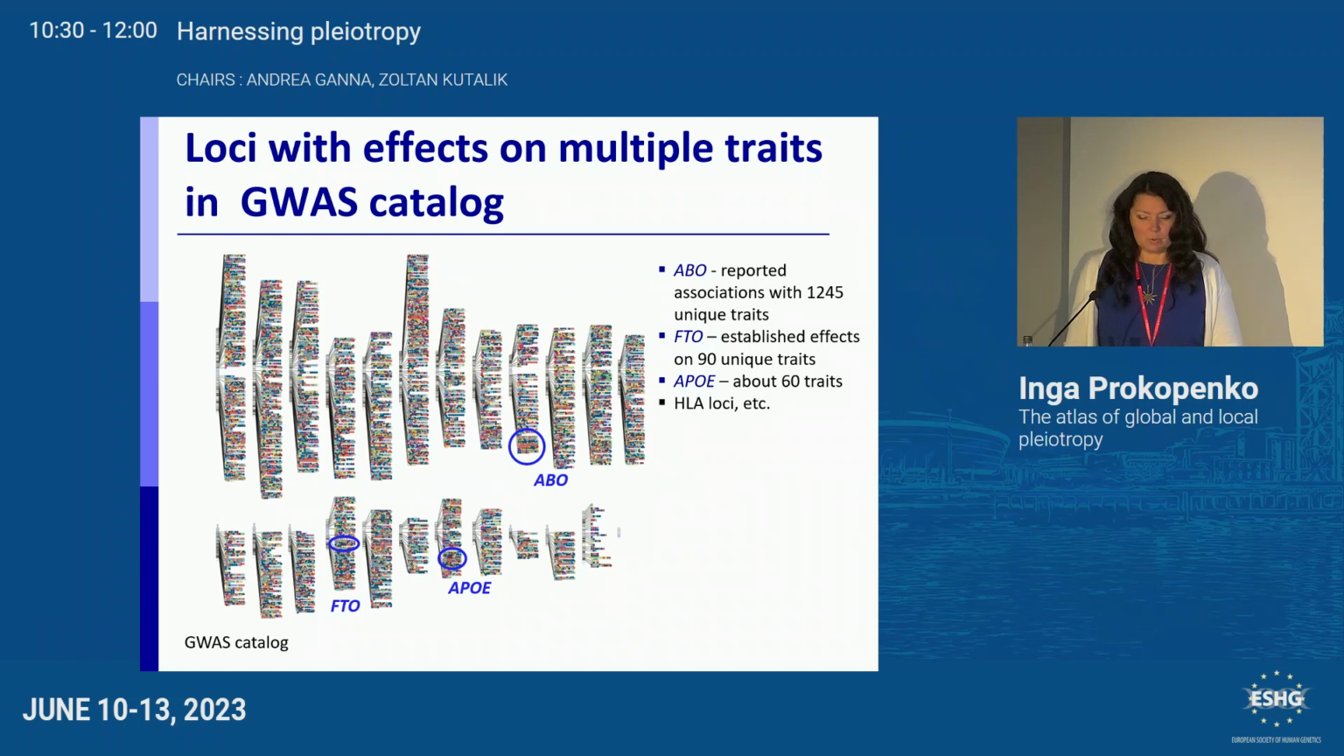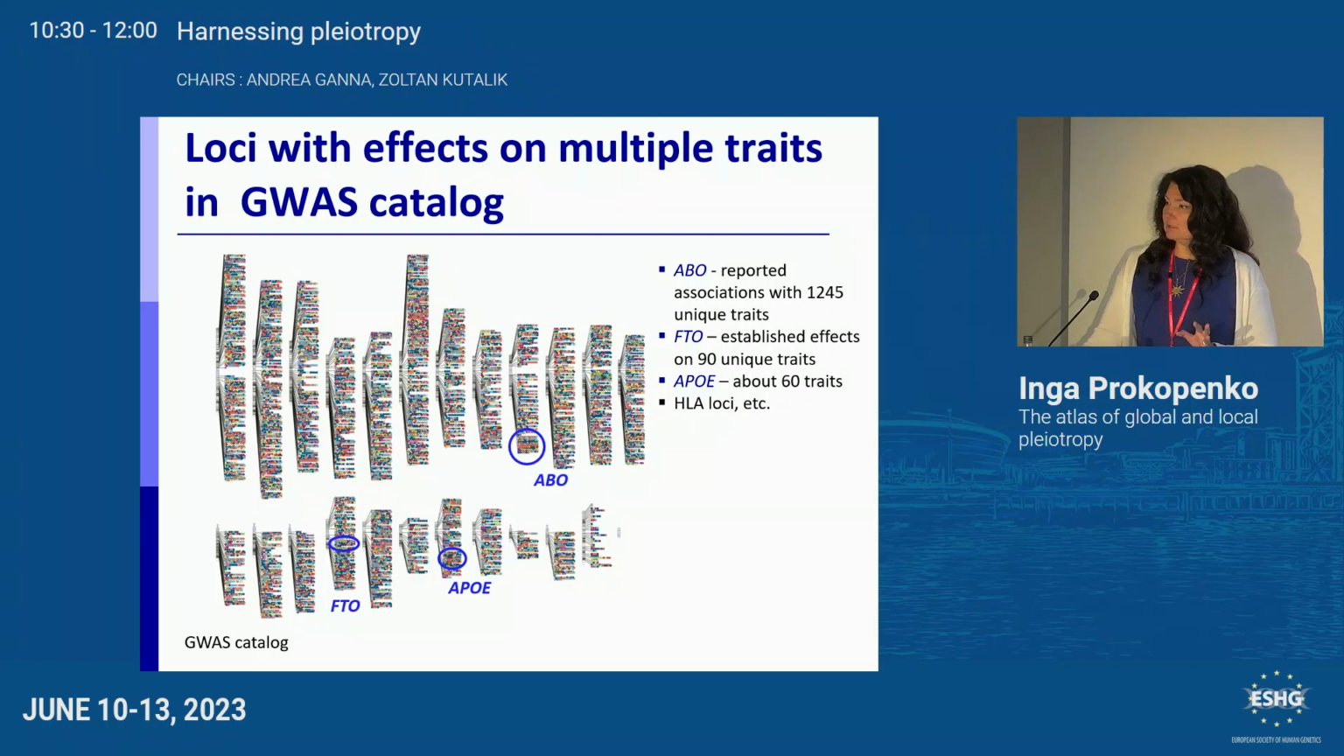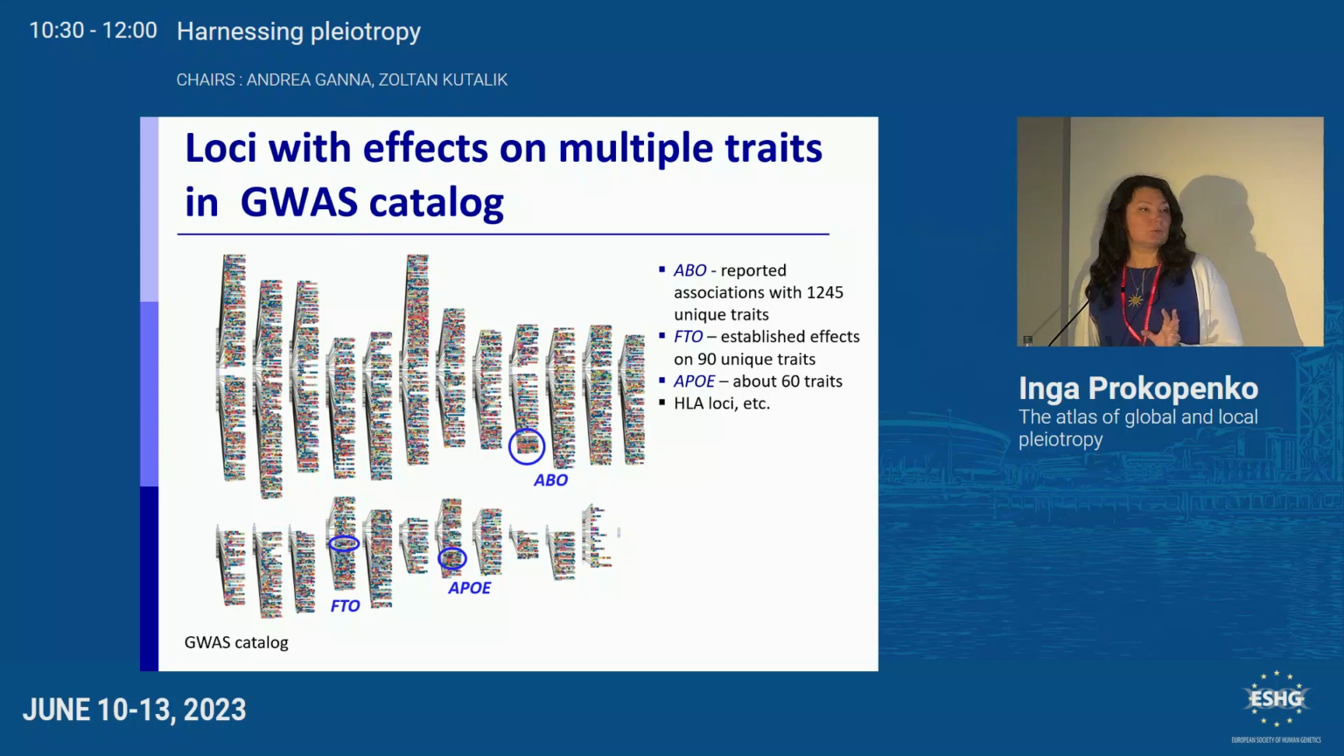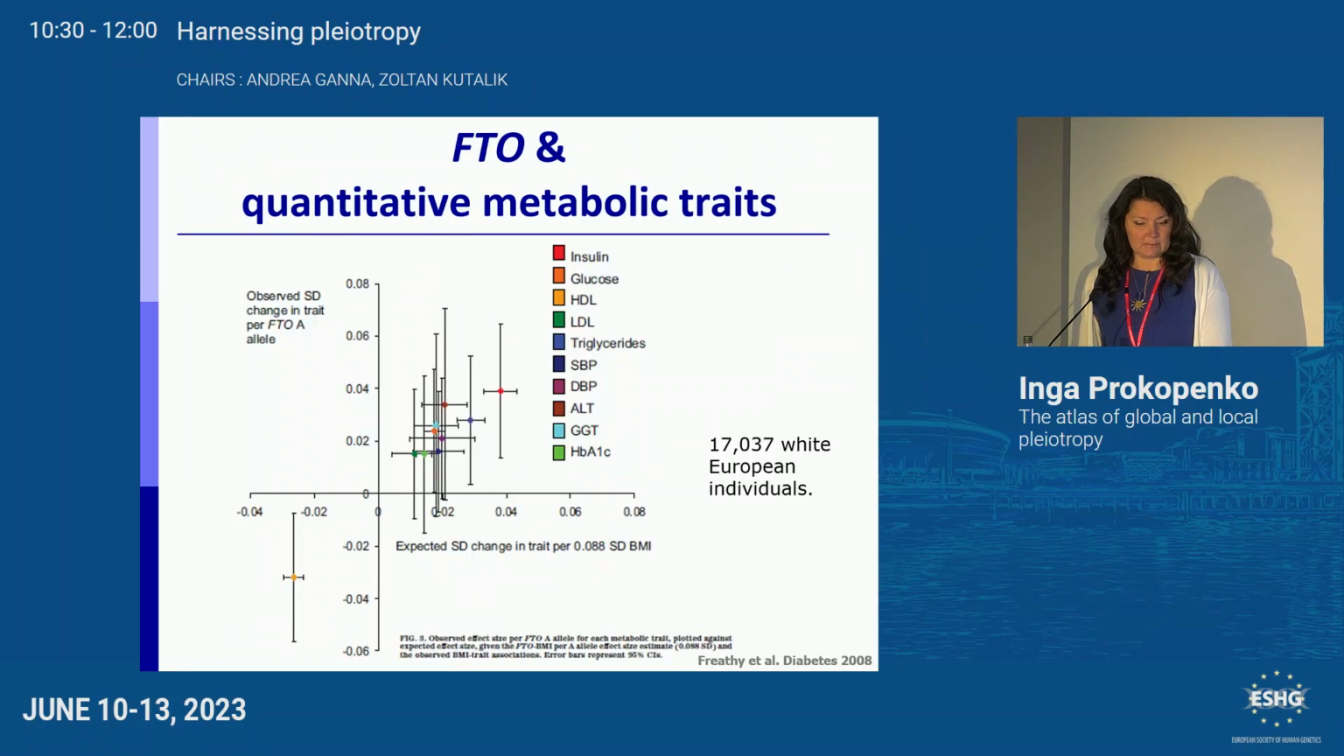At some point, I checked the GWAS catalog. It was 1,245 unique phenotypes. FTO, I think this is not updated information, 90 unique phenotypes, right? And ApoE, you also know where this locus is associated, the phenotype effects. It was associated with about 60 traits. And then you can think about HLA loci, where we need to dissect very precisely what is going on, but associations are striking at many loci in the human genome. We have many phenotypes affected.